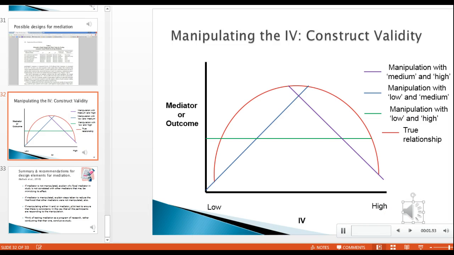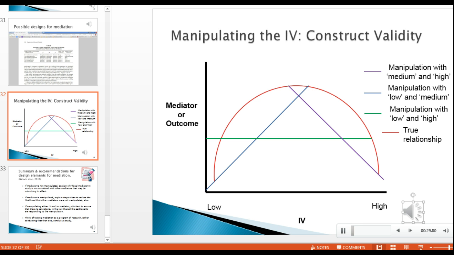From here on out till the end of the presentation, we're going to be focusing on some challenges associated with manipulating either the IV or both the IV and the DV when we are trying to design a study for a test of mediation that maximizes the causal inferences that we can make as a result of our analyses.